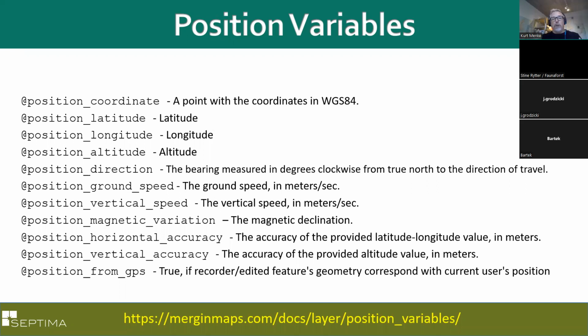And Mergin would record the latitude and longitude, in whatever coordinate system you're using, and populate those fields with that latitude and longitude, X or Y, or altitude or direction. So any of these GPS related measurements you have access to by these position variables. And again, there's a section on this in the Mergin Maps documentation, Mergin Maps /docs/layer position variables.